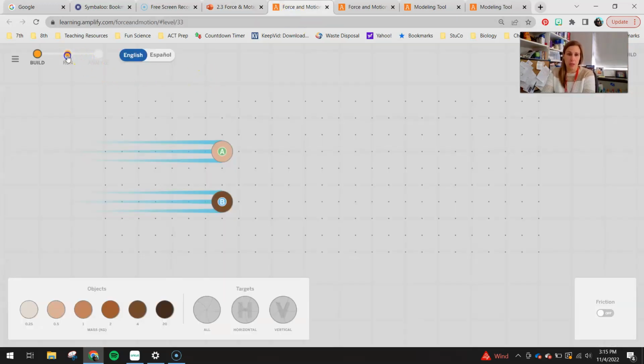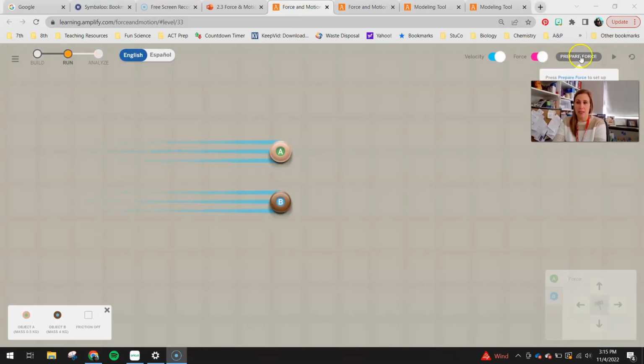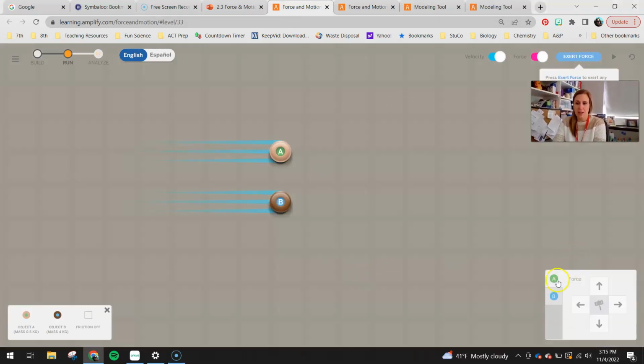So I'm going to go ahead and hit run. I'm going to hit prepare force. Then for A, I'm going to do 4 clicks to the left. For B, 4 clicks to the left. Notice those pink arrows are the exact same size and in the exact same direction. So far, we have the exact same speed. We have the exact same thruster force, but we don't have the exact same pucks, so we're going to see how they respond differently.